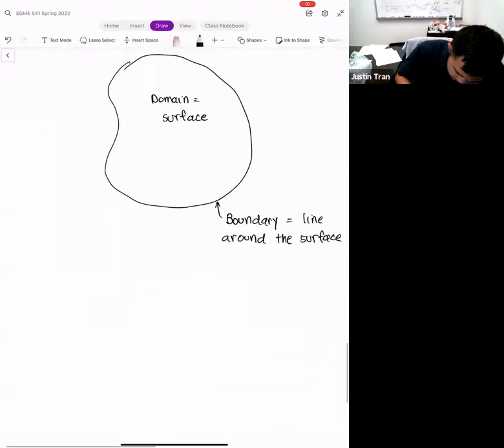Number two. Number two is to state the strong and weak forms of the 2D heat conduction problem.